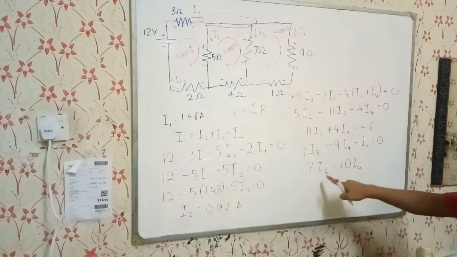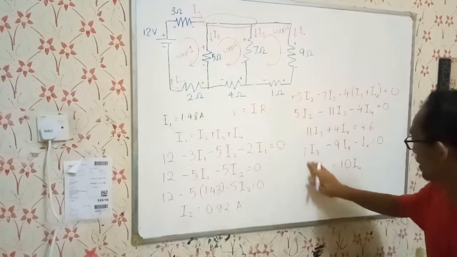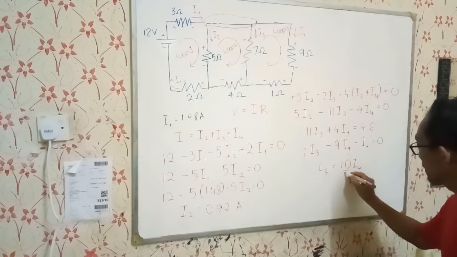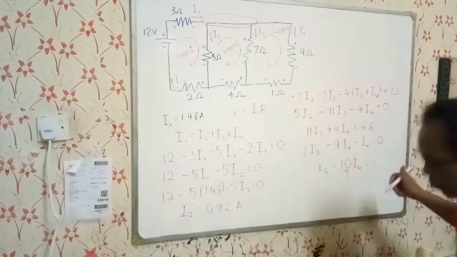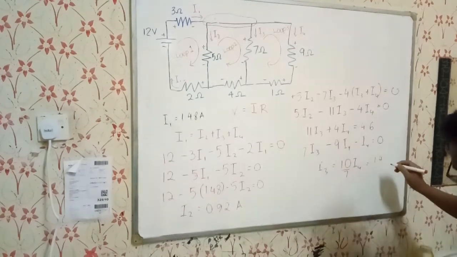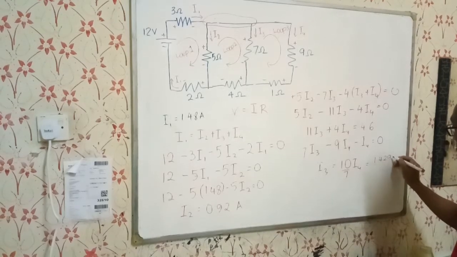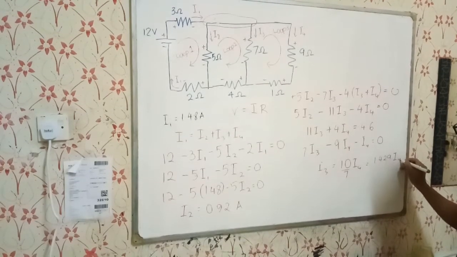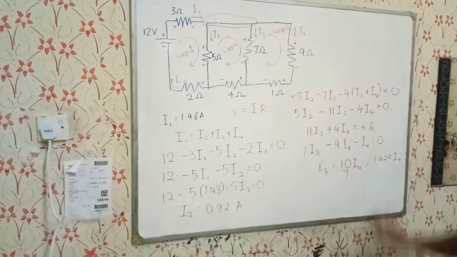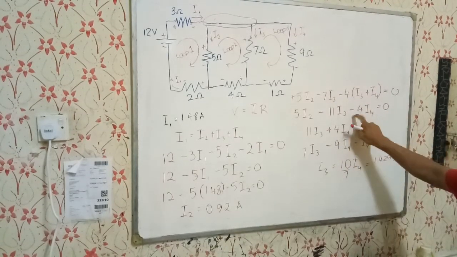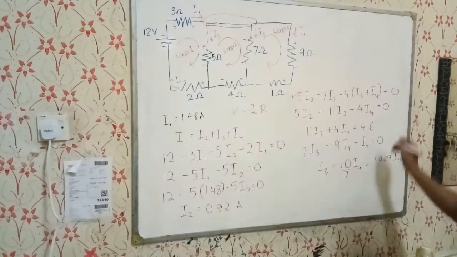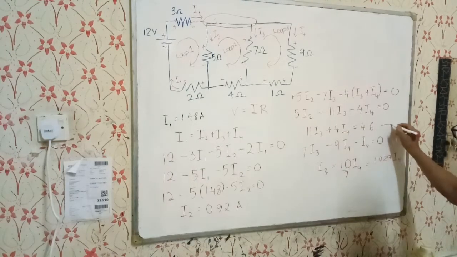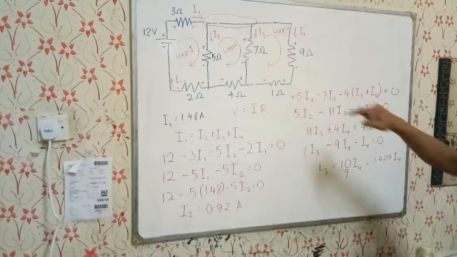So you can replace this one. I3 will be equal to 10 over 7 I4, equal to 1.429 I4. So we can replace I3 in here. Which equation is that? This one. We can replace I2. So, we should be using this equation here. This is the final version of the equation from loop 2.